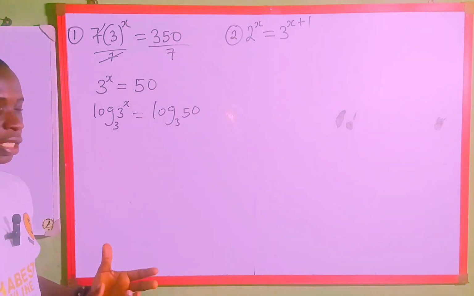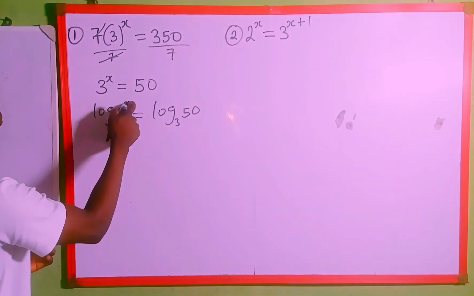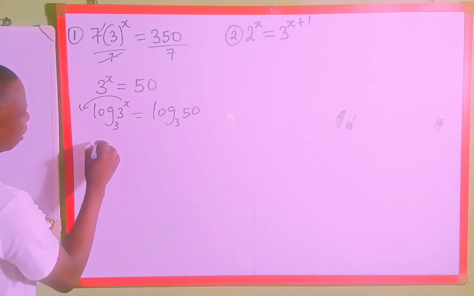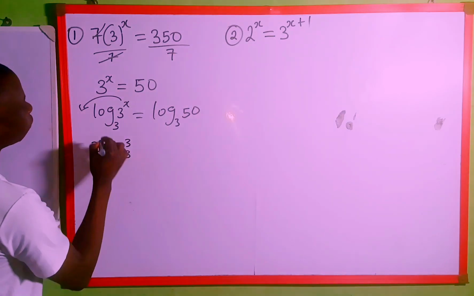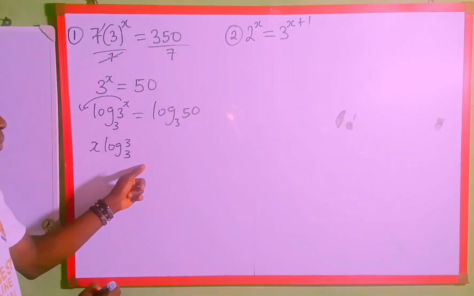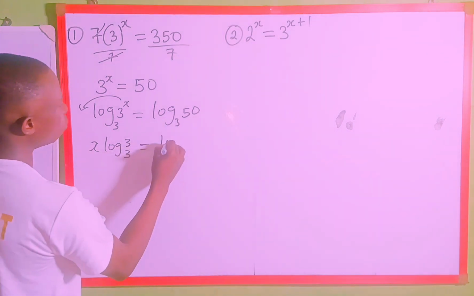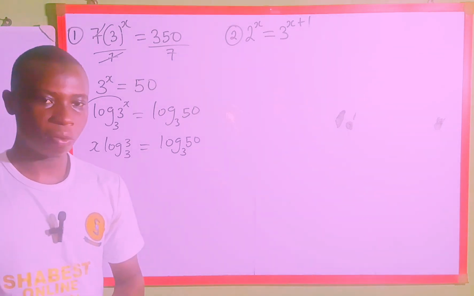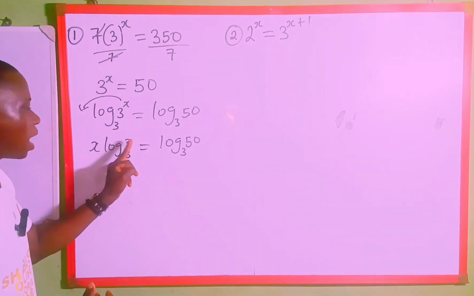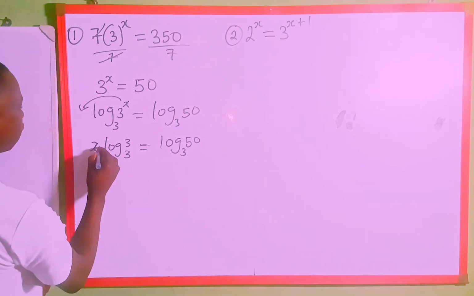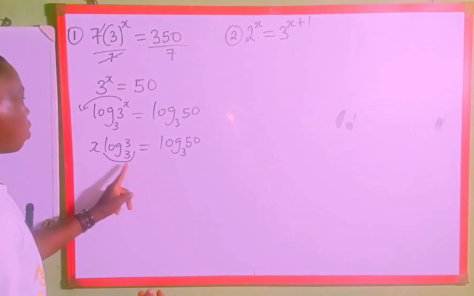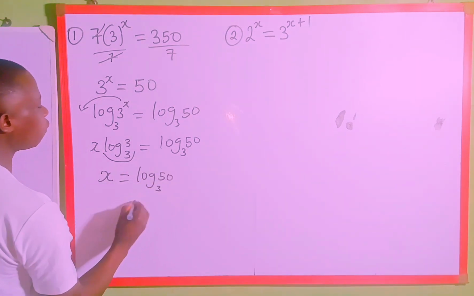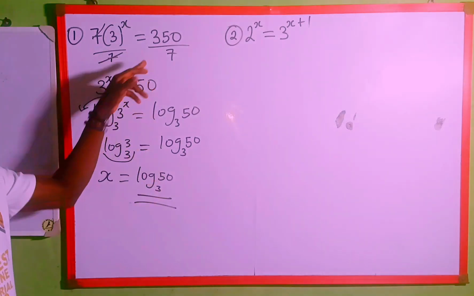So now recall that when we have a log of a number to a power, the power can come back here to multiply the log. This is one of the properties of logarithm. So here we have x log 3 to the base of 3. So this power comes back to multiply log 3 to base 3, which is equal to log of 50 to the base of 3. Recall that the logarithm of a number to its base is the same as 1. When the number and the base are the same, it is equal to 1. So therefore, the whole of this quantity is 1. 1 multiplied by x is going to give us x, which is equal to log of 50 to the base of 3. And here is the value of x from this exponential equation.